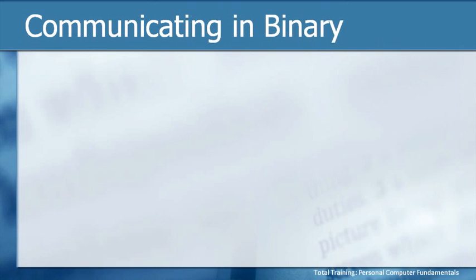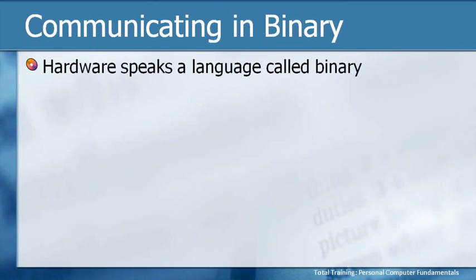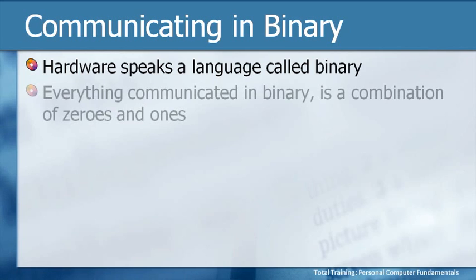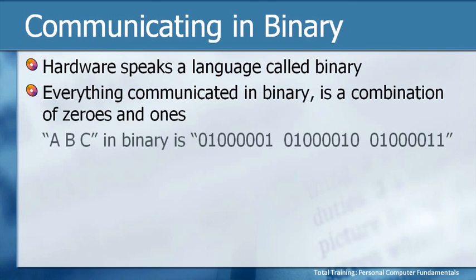When we talk about computer systems, the language that computers speak is called binary. Hardware speaks this language. And the interesting thing is that everything in binary is simply a combination of zeros and ones. Now, I haven't checked recently, but I'm almost positive that you don't speak binary. So then we come into an issue. When the computer wants to see ABC, in binary it sees this combination of zeros and ones representing each letter.